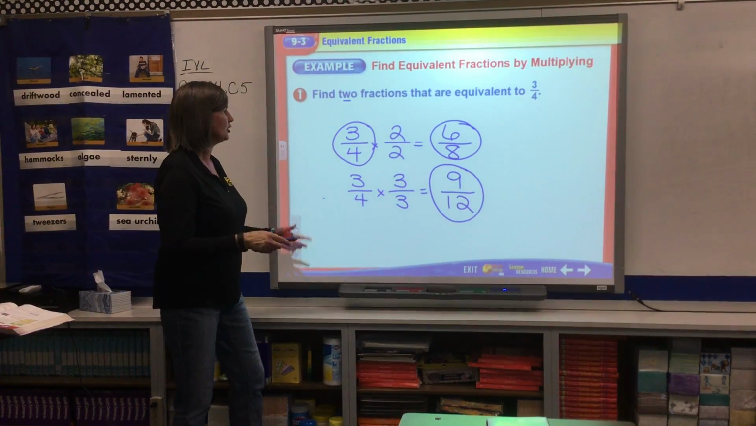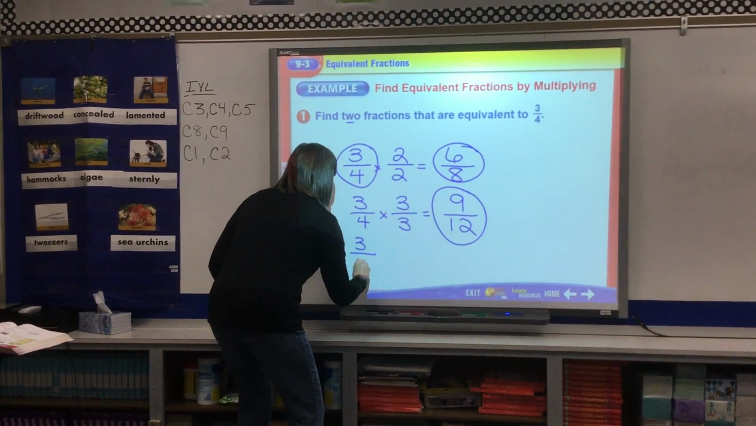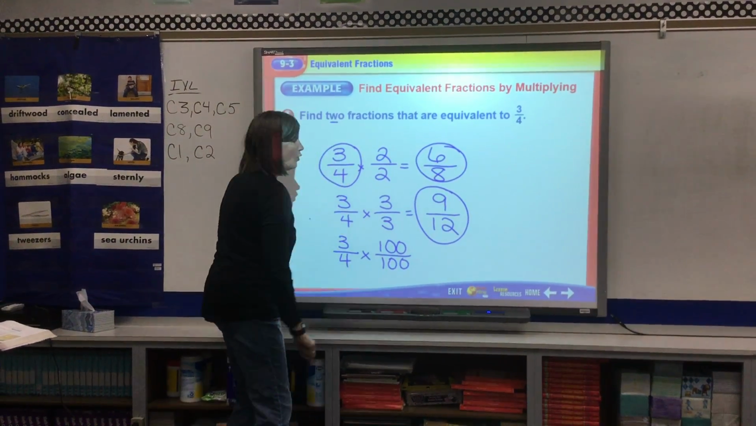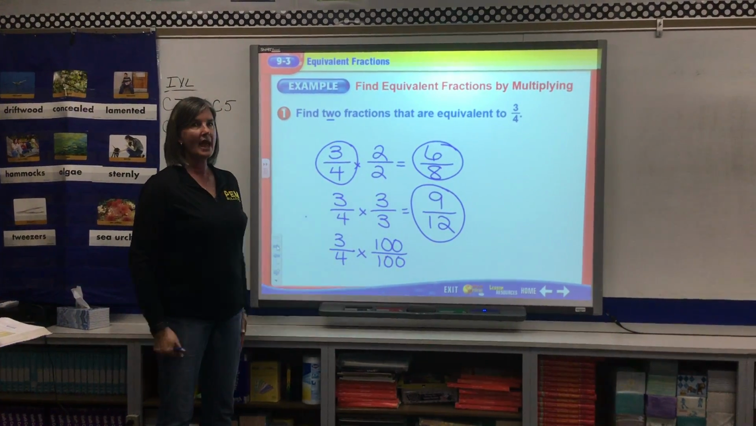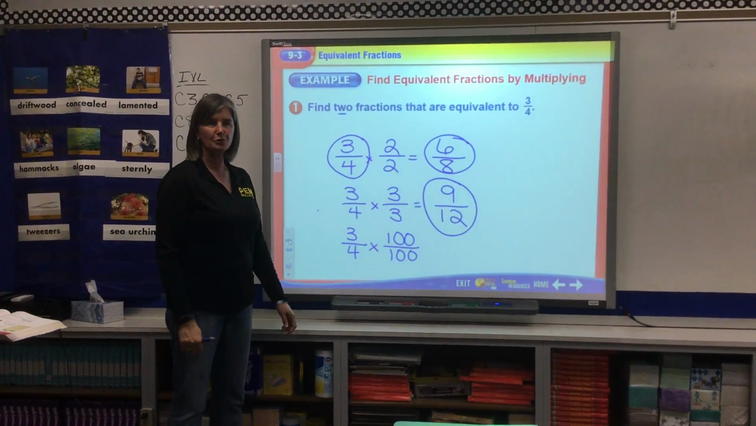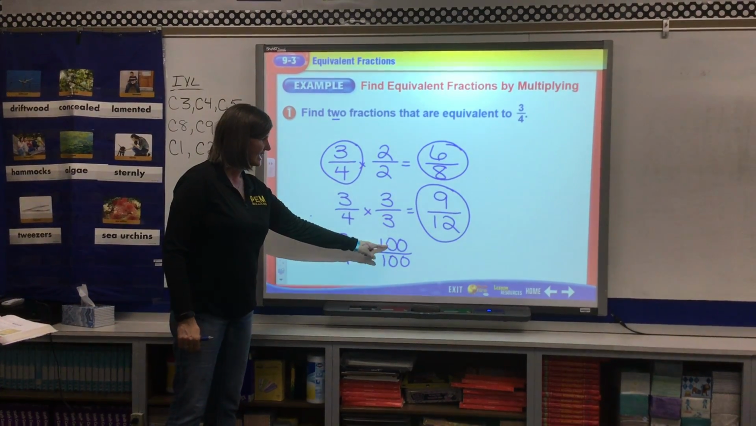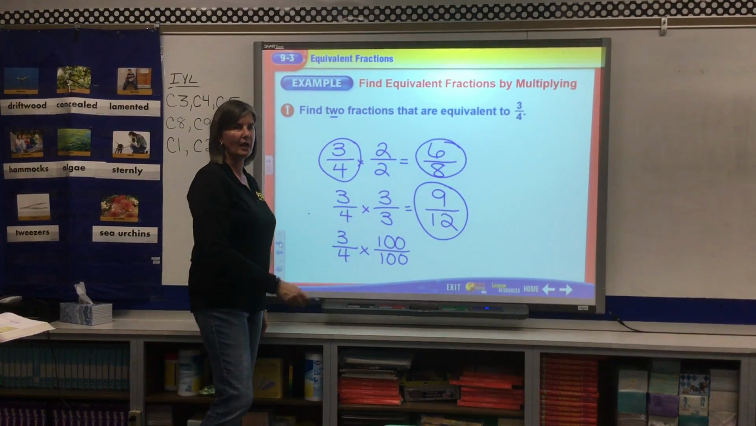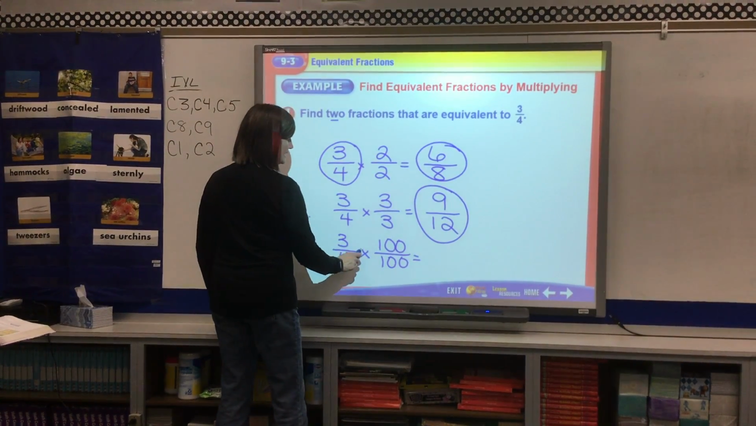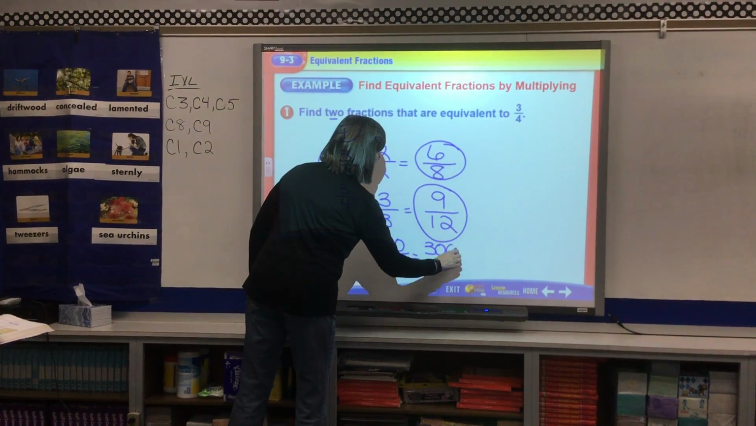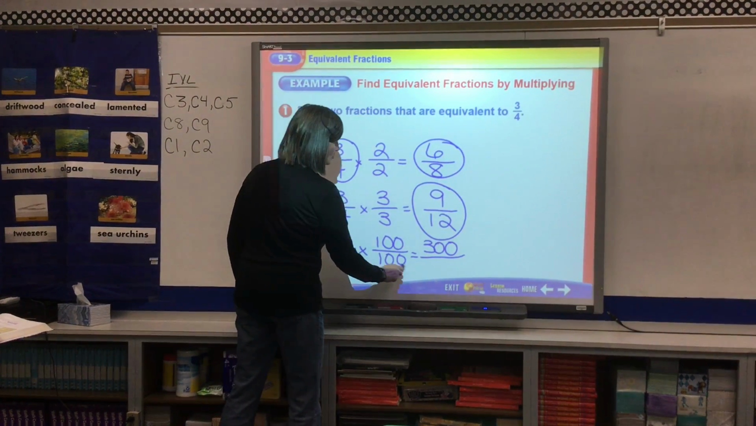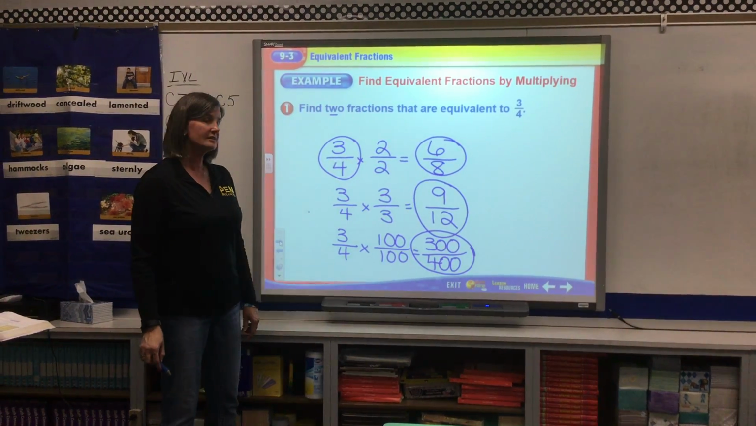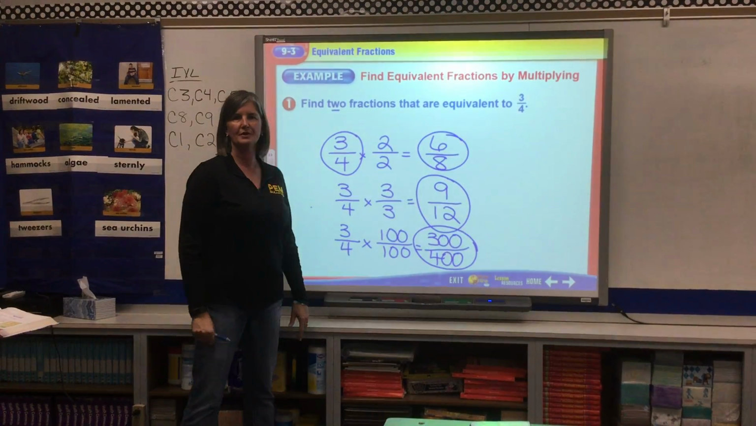Now we could take this a step farther. Let's say I wanted to take 3/4 and multiply it by 100 over 100. We can do that, and we can come up with an equivalent fraction to 3/4 because we're multiplying it by the same number over the same number. Whatever you multiply the bottom number by, you have to multiply the top number by. So 3 times 100 equals 300, and 4 times 100 equals 400. So 300/400 is also equivalent to those 3 fractions.